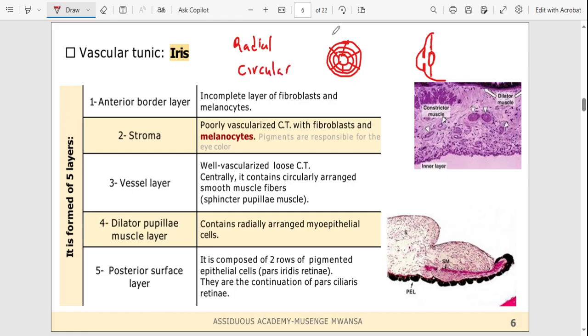So what happens is that when the radial muscles contract, these ones which are going straight, they are going to make the pupil become big. So radial muscles are also known as the dilator pupillae because they dilate the pupil. Circular muscles are in a circle. If they contract, they will make the pupil become small. So they are also known as sphincter pupillae.